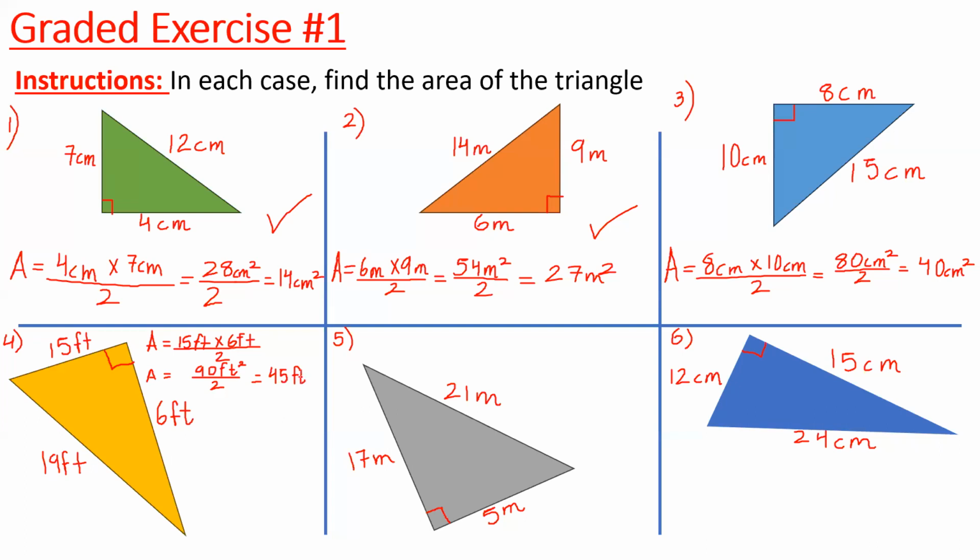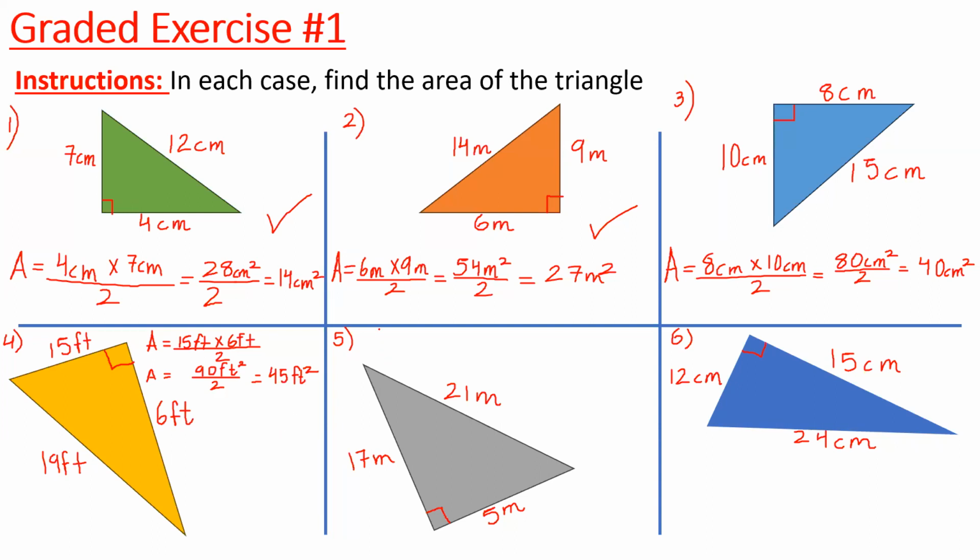How many persons got that? 45 feet squared. Oh, yes, I got it. Very good. Excellent. Perfecto. All right. Now, let's do this one.